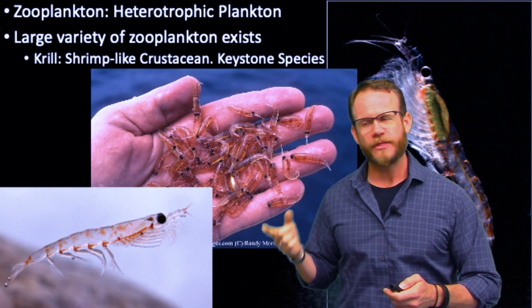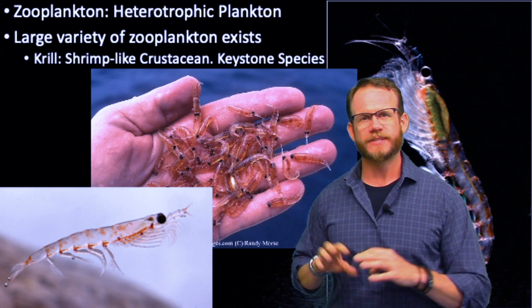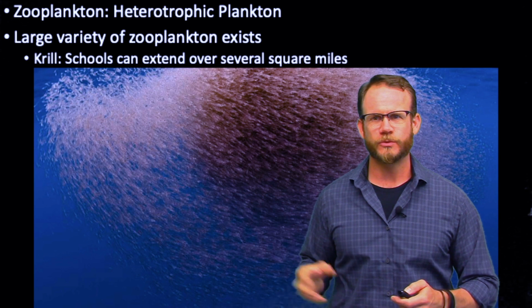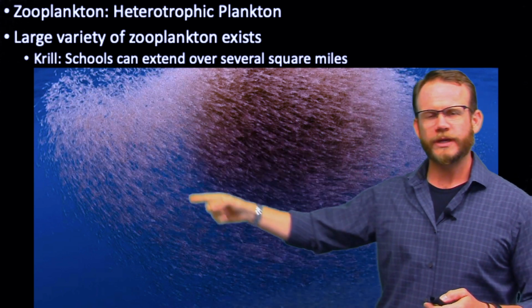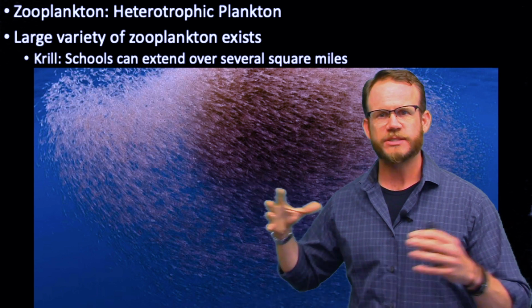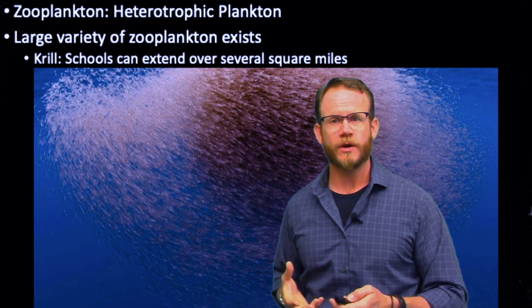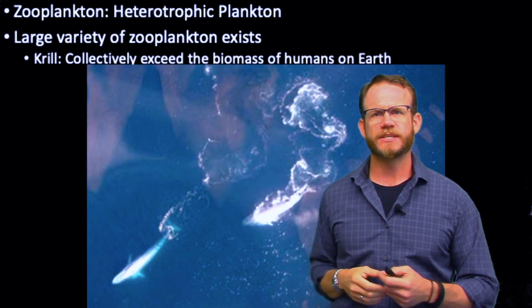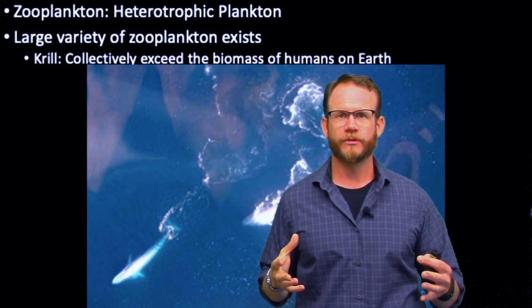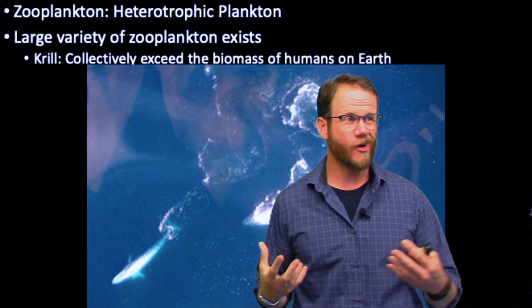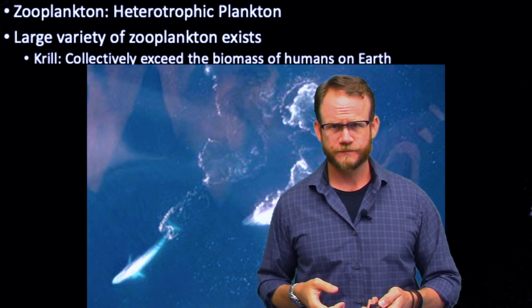And as it turns out, they feed the largest animal that has ever lived on the planet. These get in such massive schools. You can see them schooling or swarming here, and they extend over, as it says, several square miles, right? They collectively exceed the biomass of all humans on Earth. So there's more mass of krill than there are people, almost 8 billion of us now.